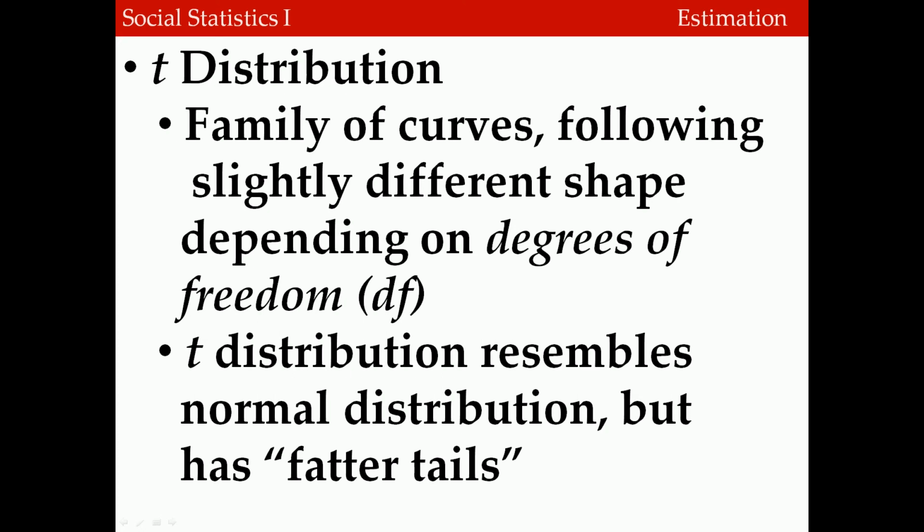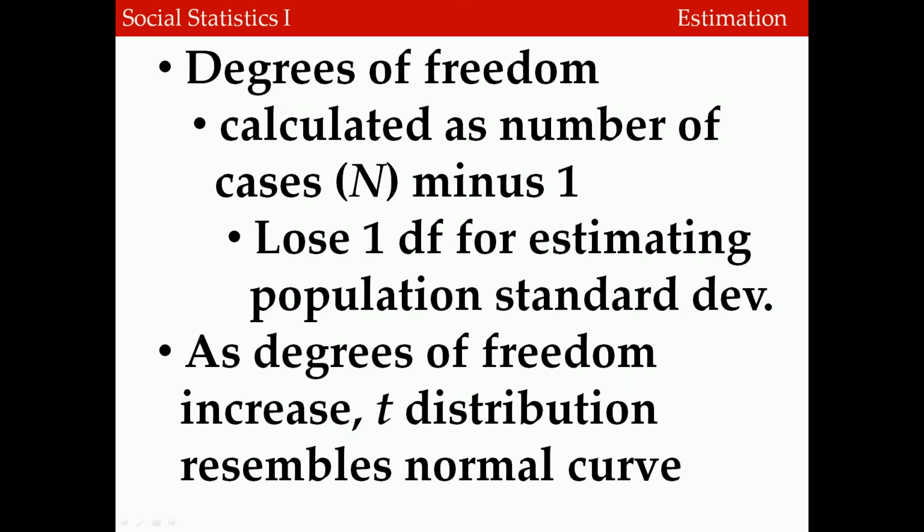And the t-distribution resembles the normal distribution. That is, it's approximately bell-shaped. However, the t-distributions tend to have fatter tails, or more of their area in the tails, less of their area in the middle, depending on their degrees of freedom. And so the degrees of freedom are calculated as the number of cases, n, minus 1. We lose 1 degree of freedom because we're estimating the true population standard deviation with the sample standard deviation. However, as the degrees of freedom increases, the t-distribution more and more starts to resemble the normal distribution. And basically, at large sample sizes, the two are the same.